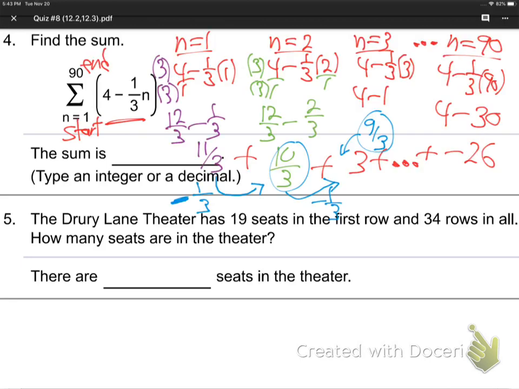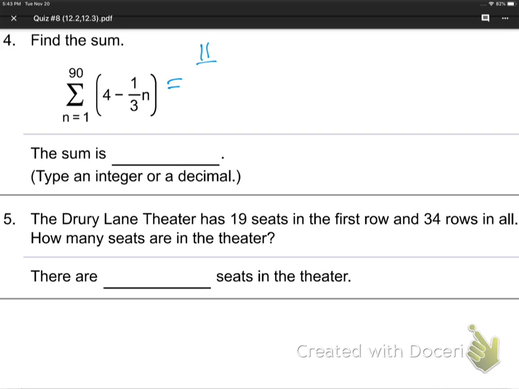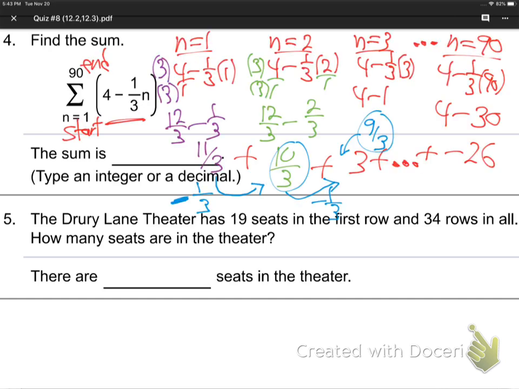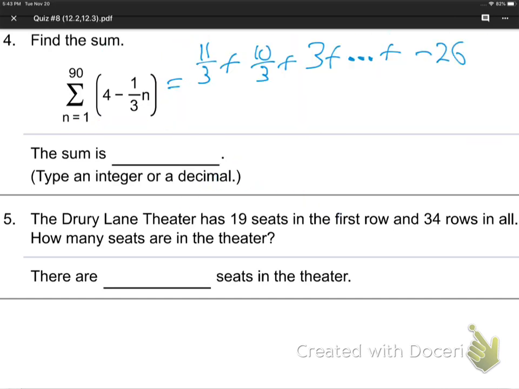So let me go to a fresh screen here. So what do we have? We have 11 thirds plus 10 thirds plus 3 plus dot, dot, dot. And the last number is negative 26. So every time it's going down by a third. Okay. So what are we going to do? How do we add? These are all added up. It's the Greek S, so we use the S sub n formula.